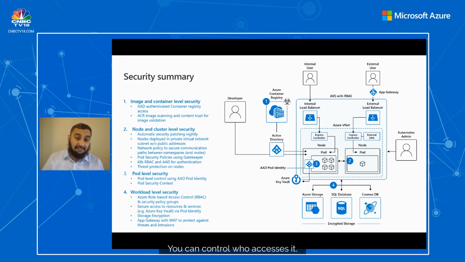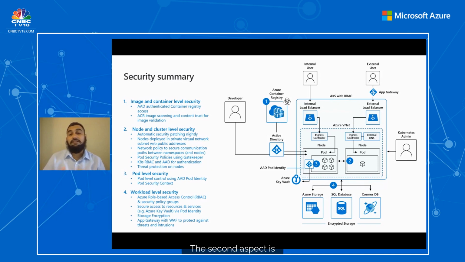You can control who accesses it. You can control how various namespaces are scoped. I'll repeat, you can control who gets access to the Azure Container Registry, and you can also go ahead and put it behind a private virtual network. You can also ensure that images that get deployed to the registry are scanned for vulnerabilities, and ensure content trust for image validation.